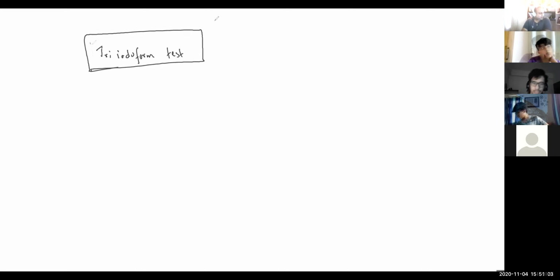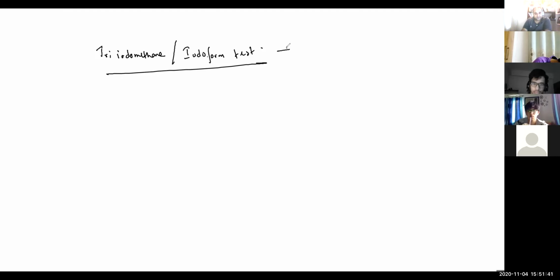Now, another is the triiodomethane or iodoform test. Is this a new topic? No. So this will give a positive result with only methyl ketones. Methyl ketone.